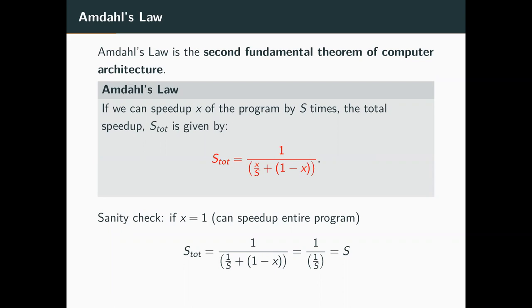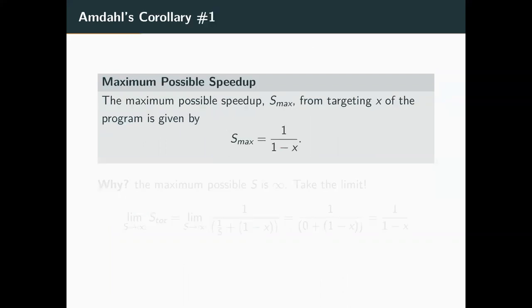Okay, so let's take a look at the corollary. Say that we're targeting x of the program. So we have some x percentage of our program, and we want to figure out what the maximum possible speedup is for targeting this thing. Well, it's going to be just 1 over 1 minus x.